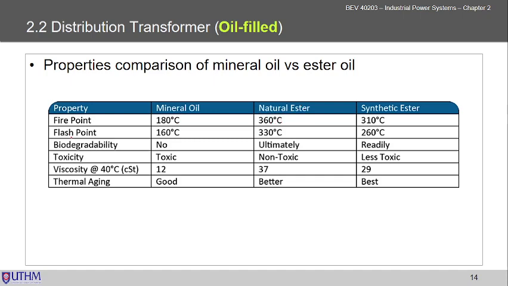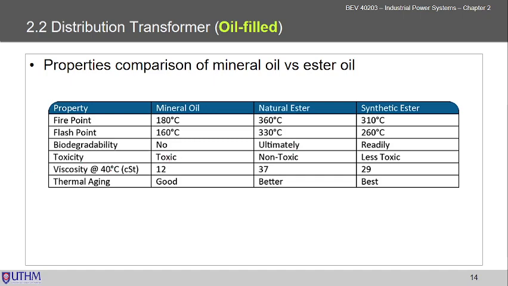So the flash point also, the higher is the better. Okay, the flash point. Otherwise it will have the flash over. So this is 330 degrees Celsius, and this is just 160 degrees Celsius. Biodegradable, yes, of course the natural ester is biodegradable. And what about the toxicity? This is non-toxic, and this is toxic. Okay, this is toxic. That's why it is not environmentally friendly.